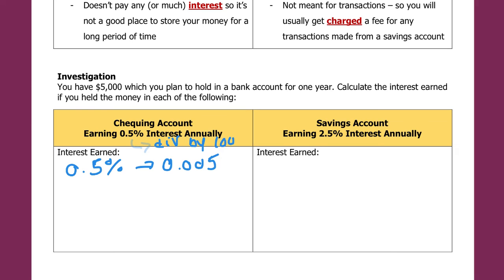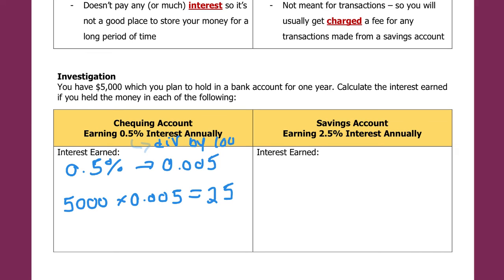And now we're going to calculate the interest by multiplying this percent as a decimal to our original amount that we're putting into the bank, which is 5,000. So we're going to take our 5,000 and then multiply that by our decimal. And when we do that, we get 25. So over the whole year, if we kept that money just sitting there, the amount of interest we would make is just $25.